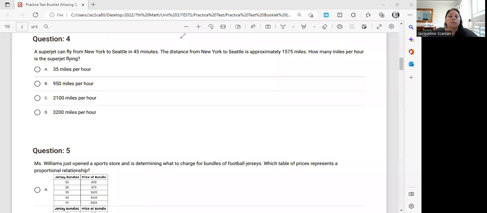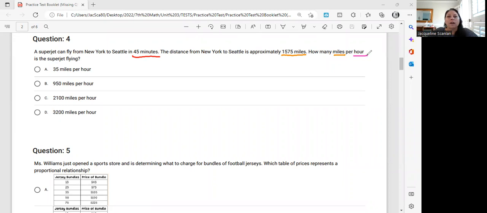All right, we are going to underline the most important pieces of information. And so what we're given, it says a superjet can fly from New York to Seattle in 45 minutes. The distance from New York to Seattle is approximately 1,575 miles. Then the question says how many miles per hour? We got a problem here. We've got 3 colors, right? It doesn't say how many miles per minute. It says how many miles per hour.